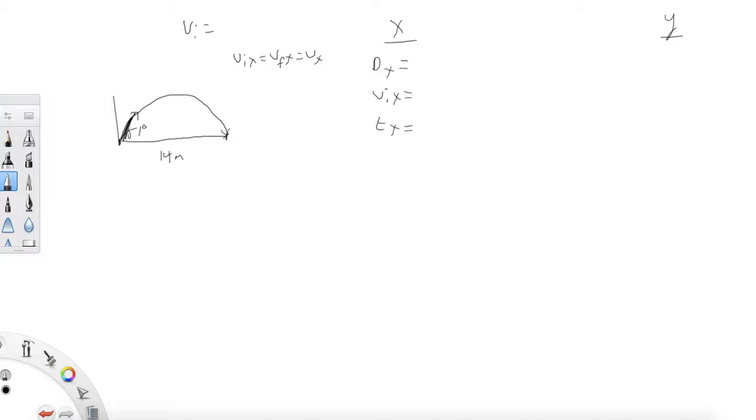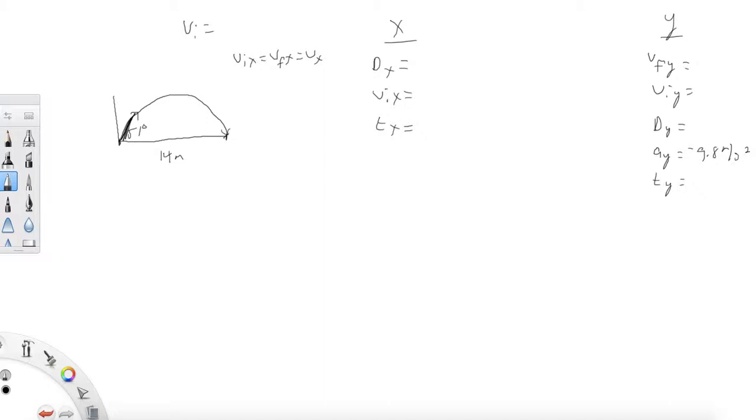Now for the y's, we've got some other things. We can know a final velocity in the y direction. We can know an initial velocity in the y direction. We can know a distance in the y direction. We can know an acceleration in the y direction. And we can know a time in the y direction. Okay, so the acceleration is always going to be negative 9.8 because things are falling on Earth, and that is acceleration due to gravity on Earth. So negative 9.8 meters per second squared.